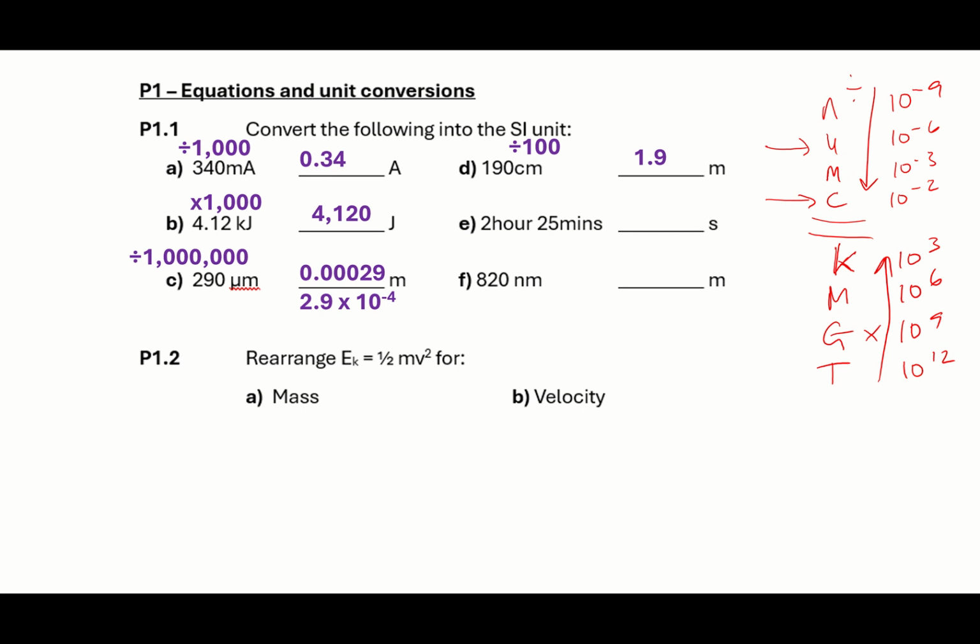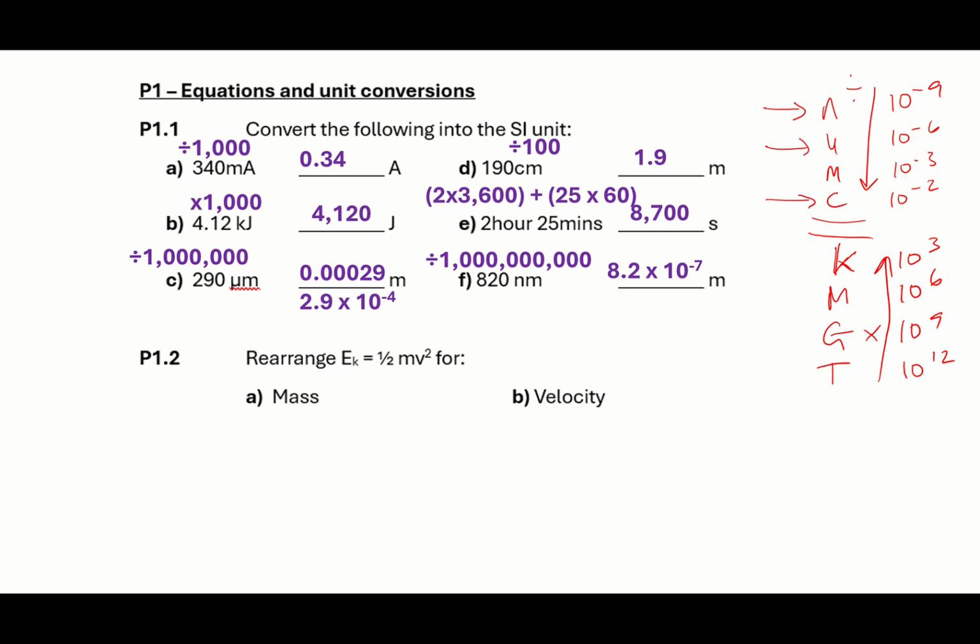So we've got 2 hours, that's 2 lots of 3,600, and then 25 minutes, 25 lots of 60. Multiply that out and then add it, and you get 8,700 seconds. And the last one, nanometers, we can see that's there, so that's divide by 1,000,000,000. And we've got 8.2 times 10 to the minus 7. Now make sure you've got the right calculator for the exam, and make sure you've got one that can do standard form. Right, next one.